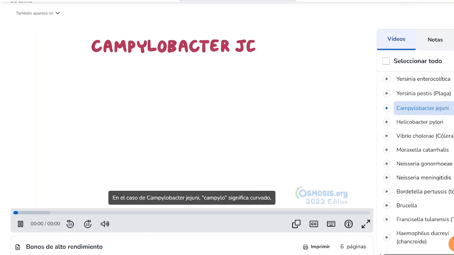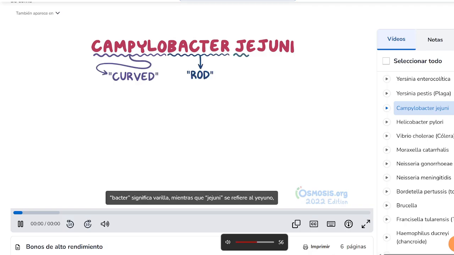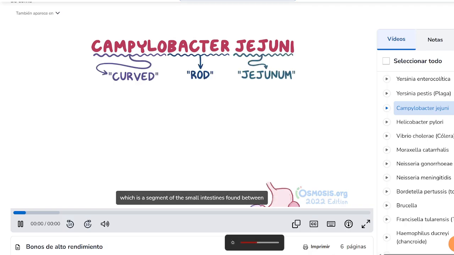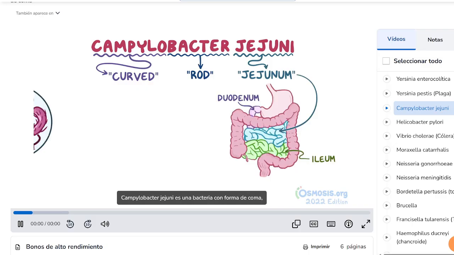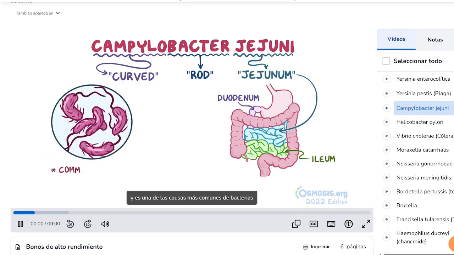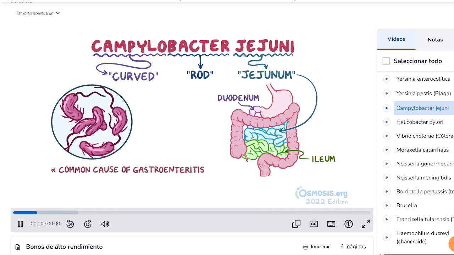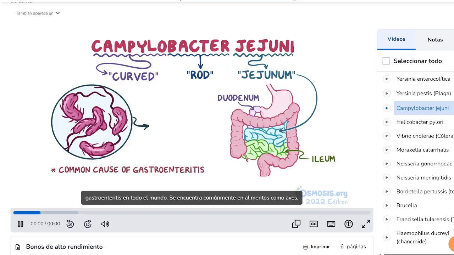With Campylobacter jejuni, campylo means curved, bacter means rod, while jejuni refers to the jejunum, which is a segment of the small intestine found between the duodenum and the ileum. So Campylobacter jejuni is a comma-shaped bacteria, and it's one of the most common causes of bacterial gastroenteritis worldwide. It's commonly found in foods like poultry and unpasteurized milk.